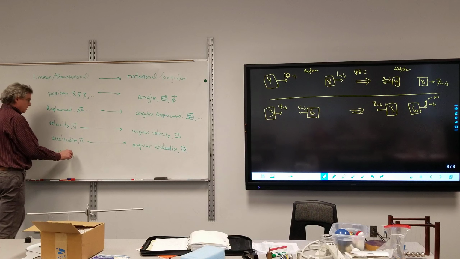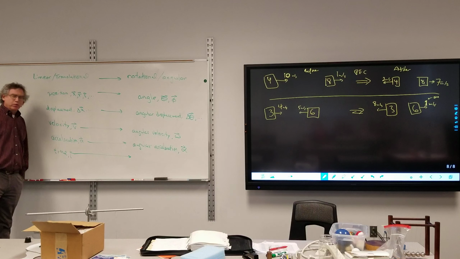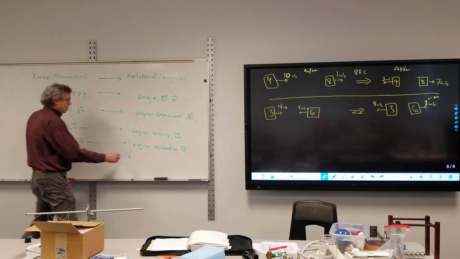Time. What would be the angular analog of time? Rotation time? No. If you're looking at how much time it takes an object to spin around, it's still called time. It's just time.